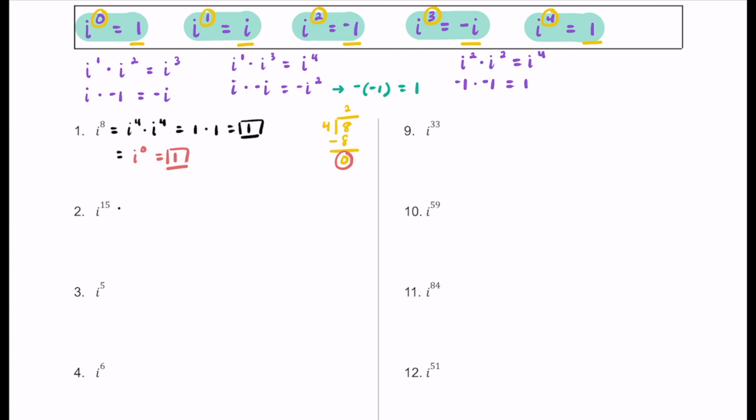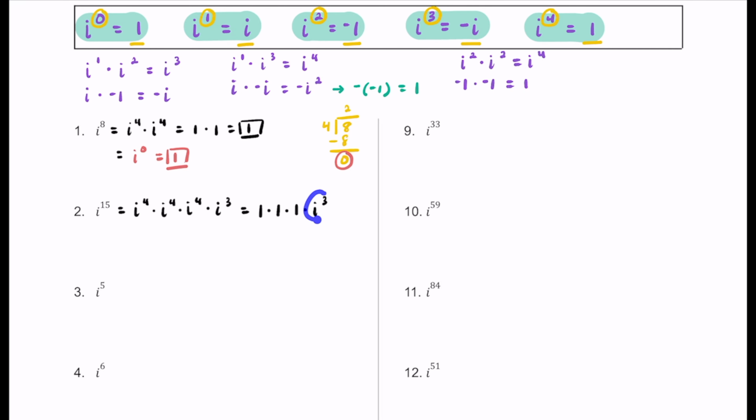Now for number 2, I'm also going to write this out longways. We can say this is i to the 4th power times i to the 4th power times i to the 4th power times i to the 3rd power, right? So this is if we break them down all the way. We have 4 plus 4 plus 4, that's 12. 12 plus 3 is 15. So each of these i to the 4th power is equal to 1. So it's 1 times 1 times 1 times i to the 3rd power.